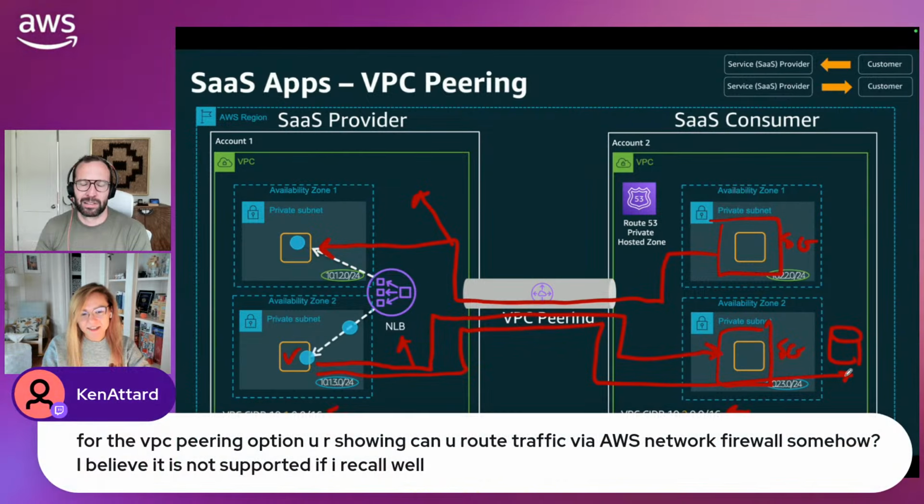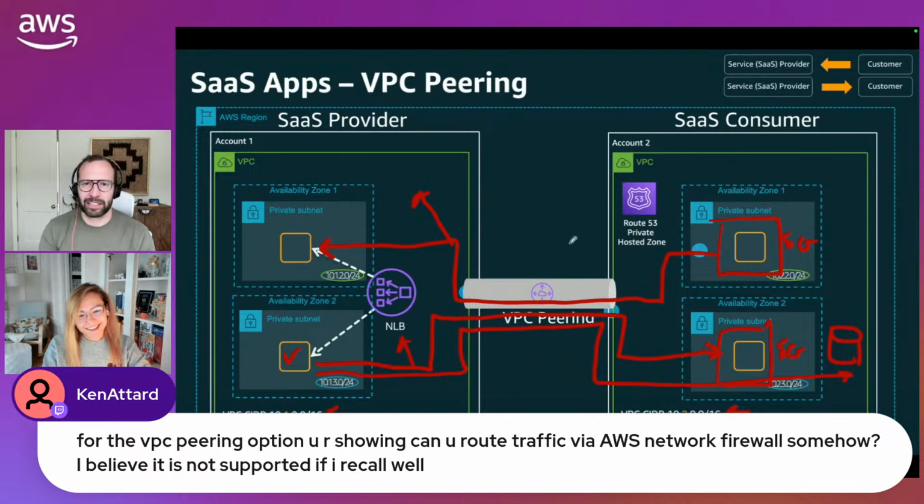Yeah, and there's a comment here from Ken for the VPC peering option. Are you showing you can route traffic via AWS Network Firewall somehow? I believe that's not supported. No, not supported. You cannot route traffic through a firewall. So you're relying fully on security groups and NACLs and making sure you have the right governance over those.